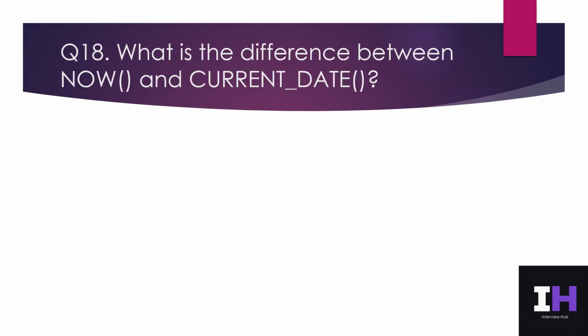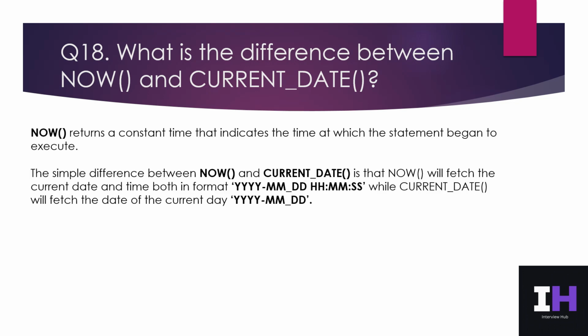Q18. What is the difference between now and current_date? Now returns a constant time that indicates the time at which the statement began to execute. The simple difference between now and current_date is that now will fetch the current date and time both in the format YYYY-MM-DD HH:MM:SS, while current_date will fetch the date of the current day, YYYY-MM-DD.